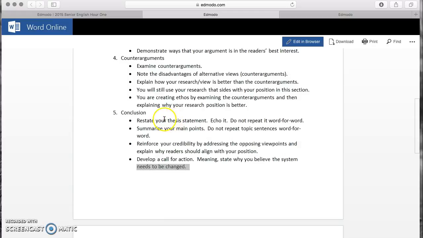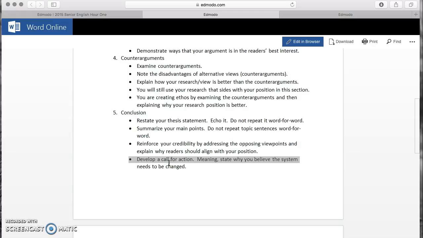Okay? You can play with these elements. You can combine elements. As long as I see them in your conclusion, you're going to be fine. If you're really linear, and if you want to follow them step by step, you can do that as well. You can start your conclusion by restating your thesis statement, and then summarizing your main points. And then, again, just bringing up quickly the opposing viewpoints, but explaining why they should align with your position. And then last but not least, developing a call for action. You could do that as well if you want.